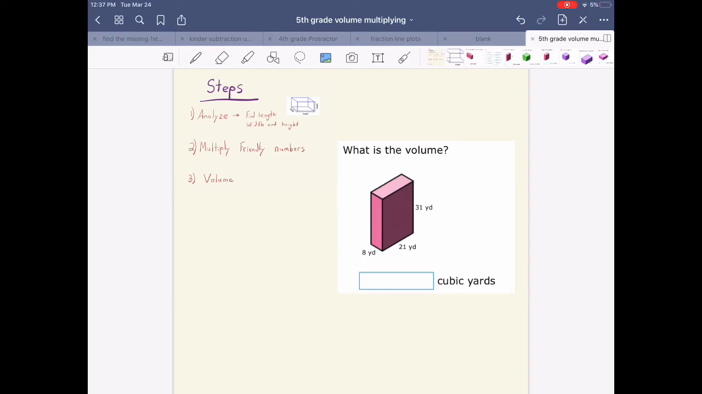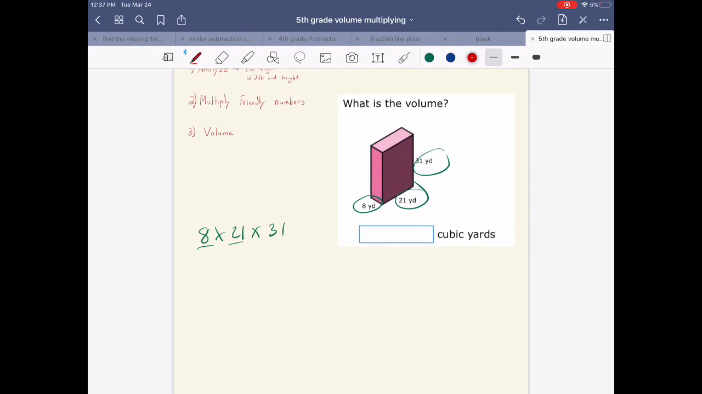All right, we're back. Let's try it. Step 1, analyze. Okay, well, there's my lengths. Oh, there's some big numbers there. Step 2, multiply. Okay, so I need to go 8 times 21 times 31. Now, there's no friendly numbers here. I mean, the friendliest I think would probably be 8 and 21. But I don't know, there's no real good friendly numbers here. So let's just go ahead and multiply them. So 8 times 21. I'm going to put 8 over here and 21 right here. 20 plus 1. 8 times 20 is 160. 8 times 1 is 8, so this equals 168.